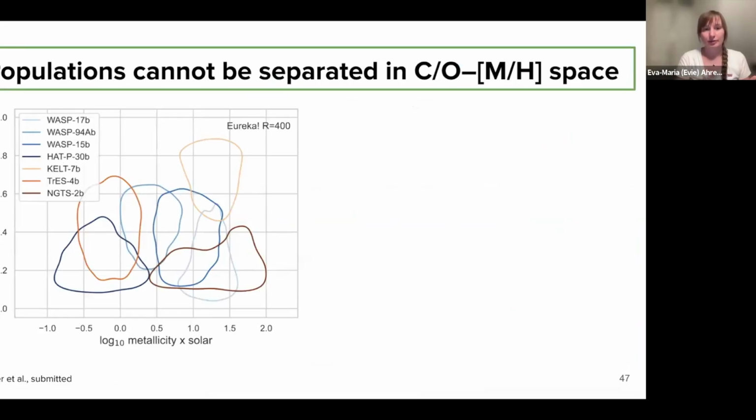So this is the result, and I'm talking you through this now. Here we have our C/O ratio and metallicity measurements of all the individual planets, in the same colors as you've seen before: misaligned again blue and aligned orange. These are the 1 sigma contours of the retrievals, and we're using Eureka R400 here.